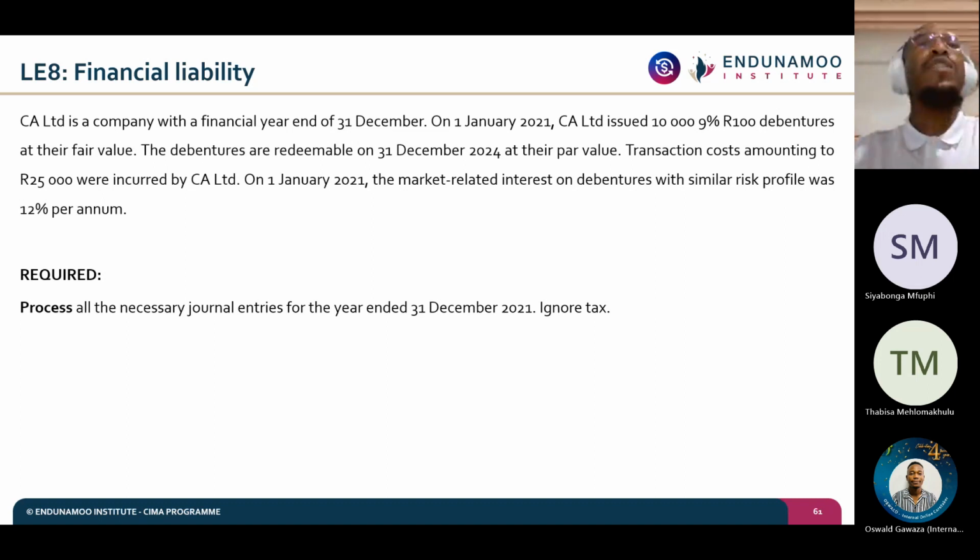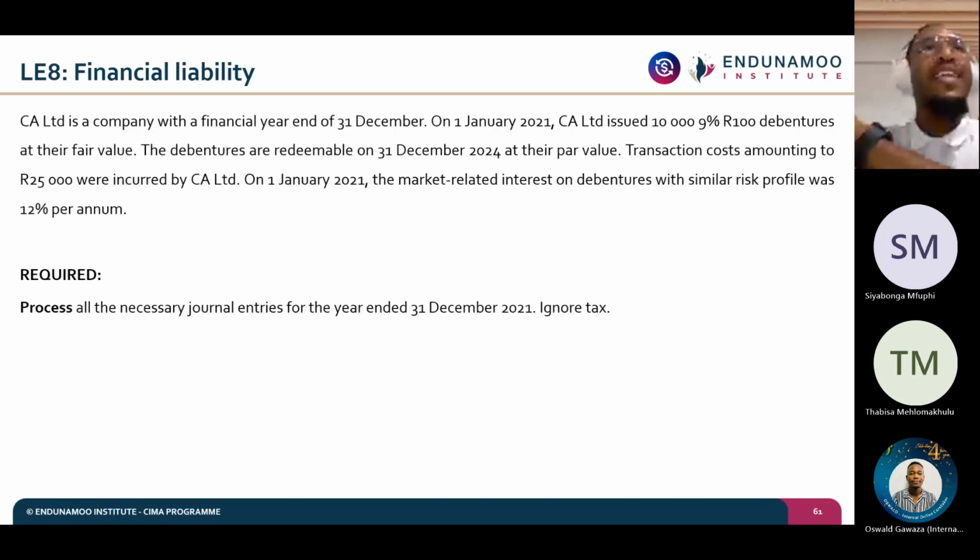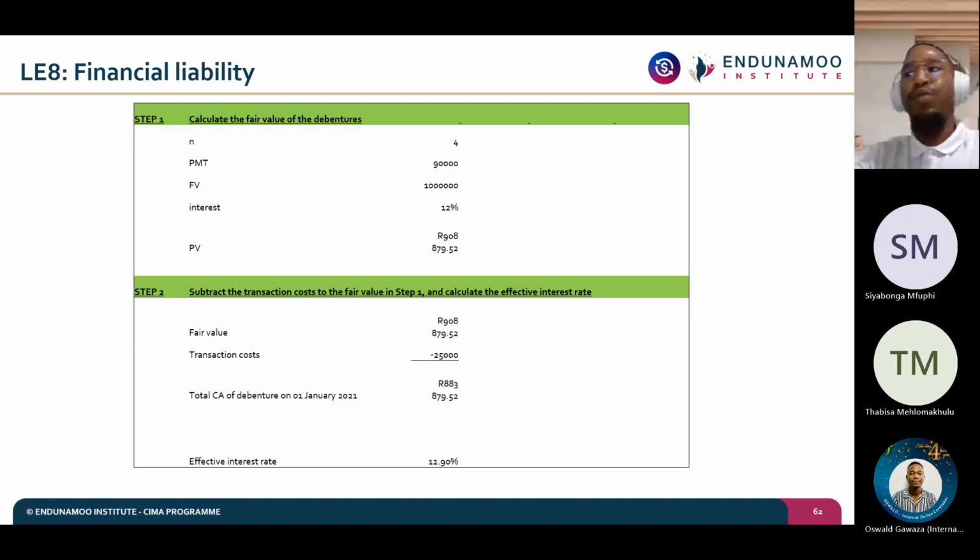The required says prepare all the necessary journal entries for the year ended 31 December 2021. To do this, we're going to perform a bit of a gymnastic. Please bear with me. The first step is to calculate the fair value of the debentures. What we know is that the number of periods is 4, because these were issued on the 1st of January 2021, and we are told that they are redeemable on the 31st of December 2024 at their par value, which means it's a period of 4 years.